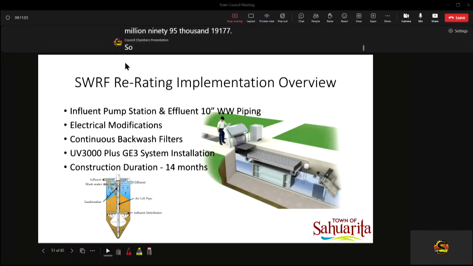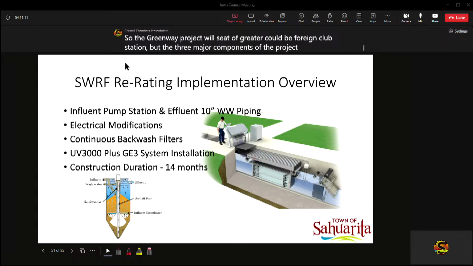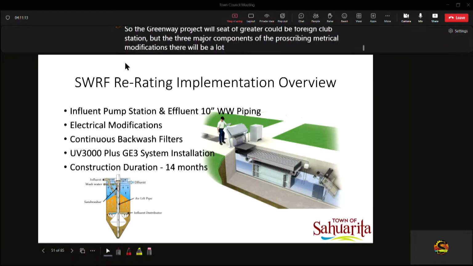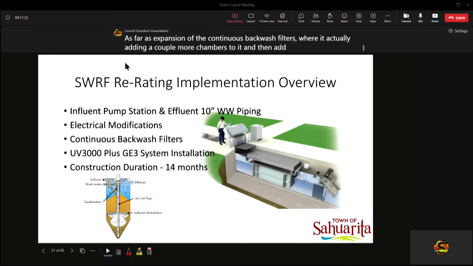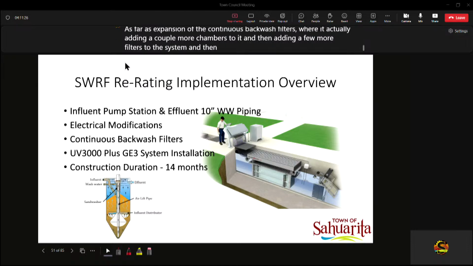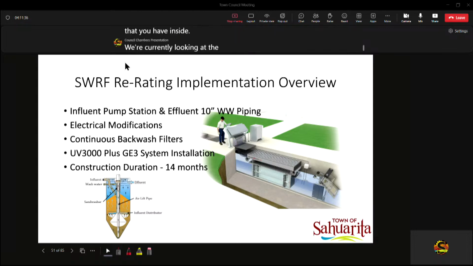So the project will see upgrades at the influent pump station, but the three major components of the project are the electrical modifications. There'll be a lot of electrical modifications and upgrades to this project. The expansion of the continuous backwash filters, we're actually adding a couple more chambers to it and then adding a few more filters to the system. And then we're basically increasing the amount of UV filters and equipment, basically by doubling the equipment that we already have on site. We're currently looking at a construction duration of 14 months to complete these improvements.